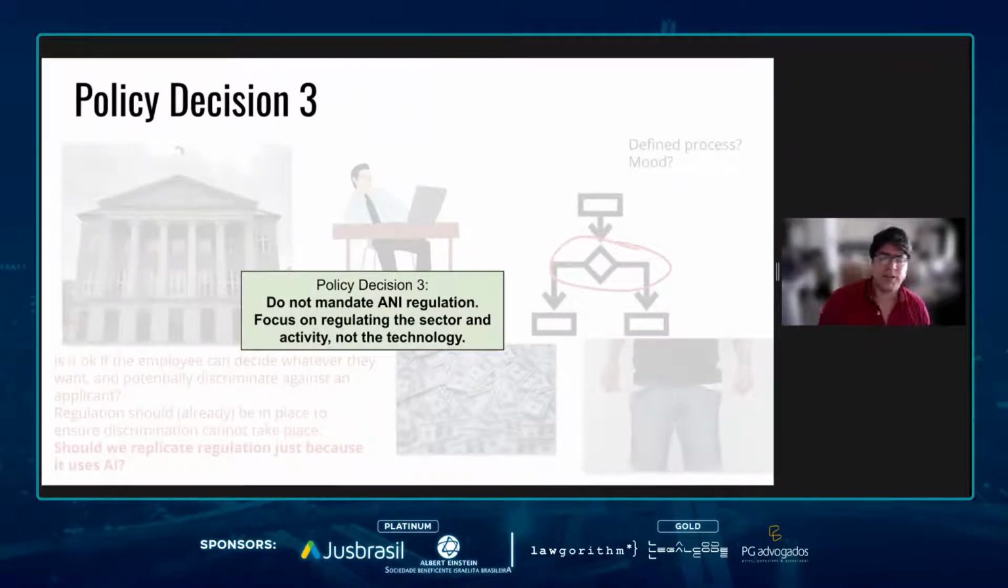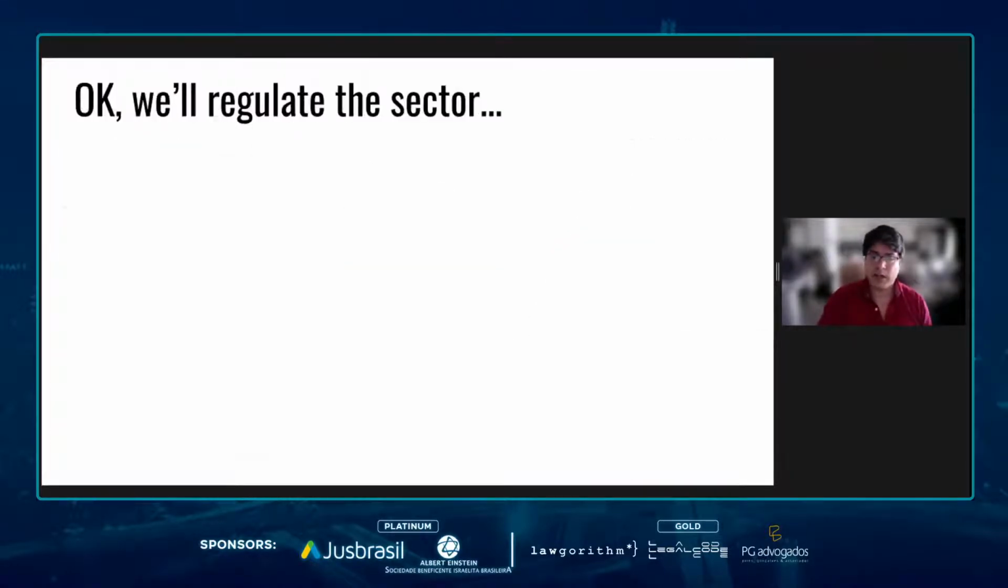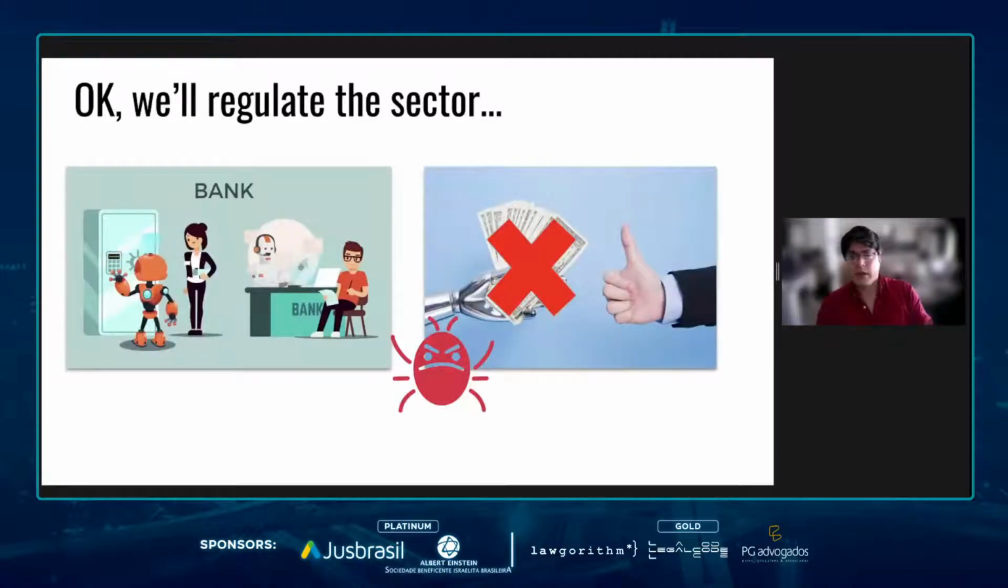So the third policy decision was: do not mandate artificial narrow intelligence regulation, rather focus on regulating the sector and activity, not the technology. The technology then needs to abide by whatever regulation is applied to the sector. So we went ahead and said, okay, we'll regulate the sector. Now we're often using AI-based systems and other types of systems in such sectors, and we could end up seeing bugs where individuals are cheated of certain loans or are subject to unjust bias due to perhaps software bugs.